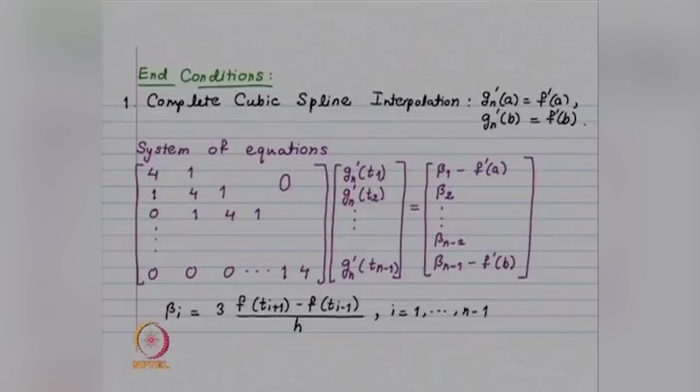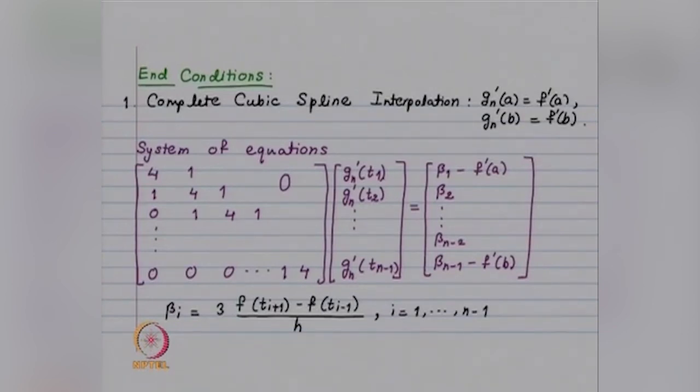Then our unknowns are only g dash T1, g dash T2, up to g dash Tn minus 1. So, we have n minus 1 equations in n minus 1 unknowns, and the coefficient matrix of the system of equations is a diagonally dominant matrix. If the matrix is diagonally dominant, then it is invertible, and hence the system of equations will have a unique solution, and thus we calculate gn dash at Ti for i equal to 1 up to n minus 1 by solving this system of equations. The right hand side is known, and this is known as complete cubic spline interpolation.